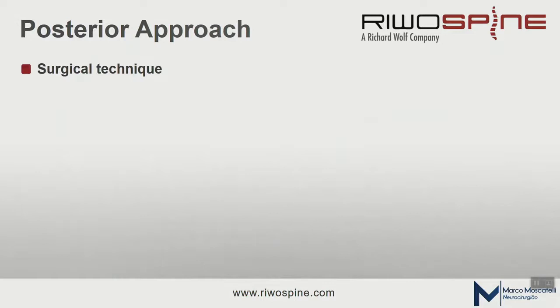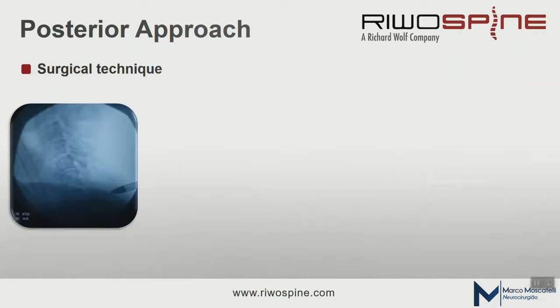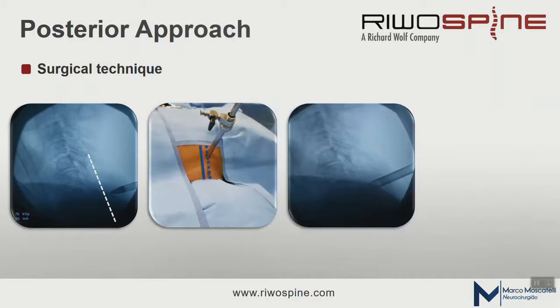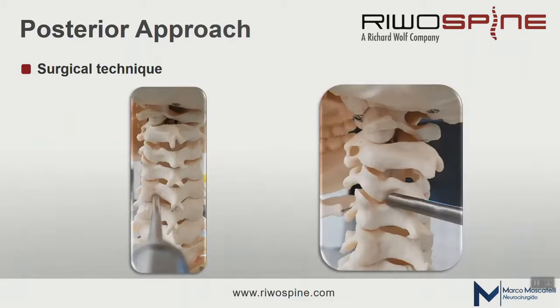Now I will show you the surgical technique. We remove the needle, incise the skin and the fascia. Subsequently, we introduce the dilator and the work sleeve and check in the profile. As we can see, we position the work sleeve afterwards, the joint completely safe, as I show in this image.